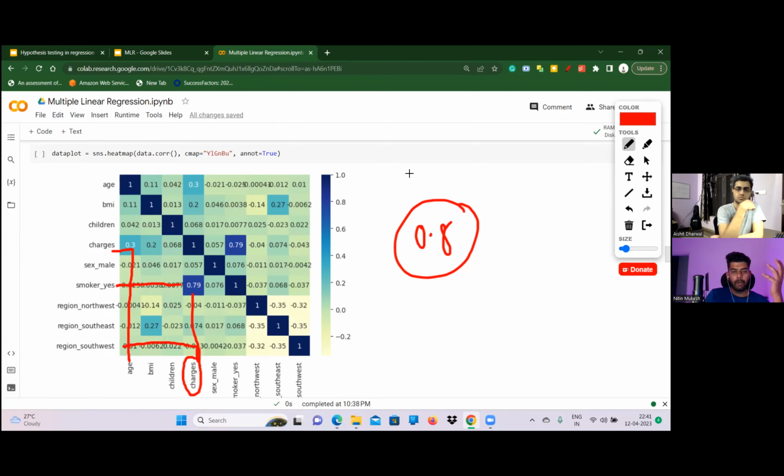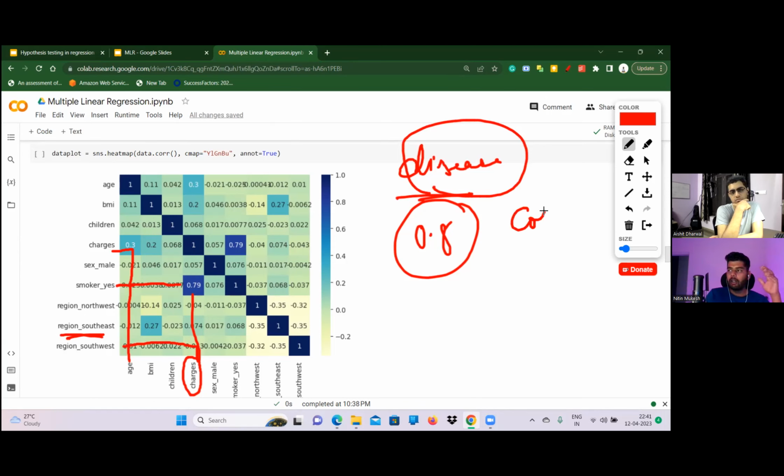So let's say there is a particular variable called disease, and it may happen that a person living in the southwest may have some particular kind of disease. That disease variable will be a confounding variable, which actually affects the relationship between this particular thing and the charges, but does not occur here. So you can see that high correlation means that those features have something related to how we can estimate the charges.